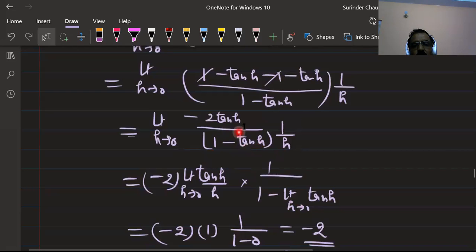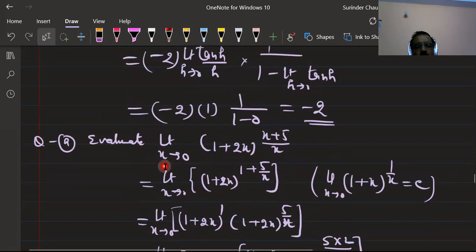Now if we write minus 2 as a constant outside, the limit of tan h upon h as h tends to 0 will become 1. Using the algebra of limits, the limit of a product is the product of the limits, and the limit of 1 minus tan x as x tends to 0 is 1. So minus 2 into 1 into 1 upon 1 minus 0 is equal to minus 2.